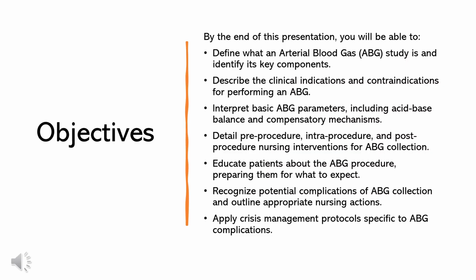By the end of this presentation, you will be able to define what an arterial blood gas (ABG) study is and identify its key components, describe the clinical indications and contraindications for performing an ABG, interpret basic ABG parameters, including acid base balance and compensatory mechanisms, detail pre procedure, intra procedure, and post procedure nursing interventions for ABG collection, educate patients about the ABG procedure, preparing them for what to expect, recognize potential complications of ABG collection, and outline appropriate nursing actions. You'll also be able to apply crisis management protocols specific to ABG complications.